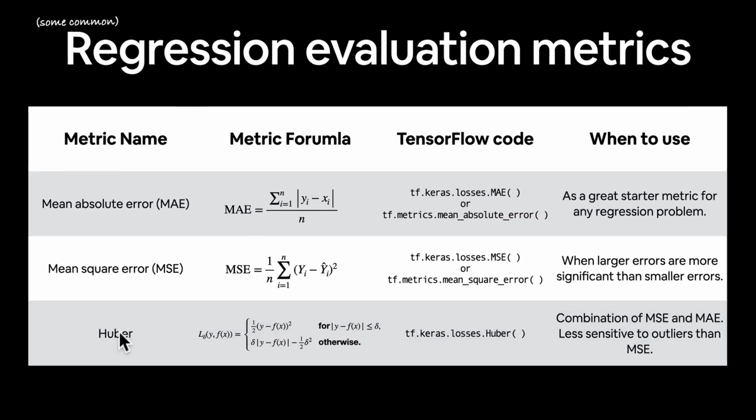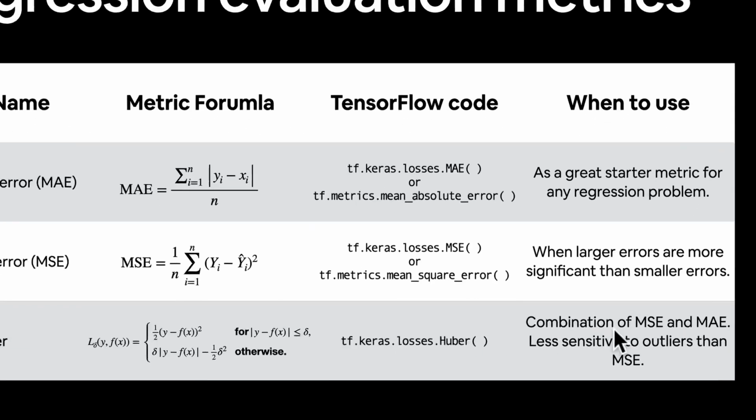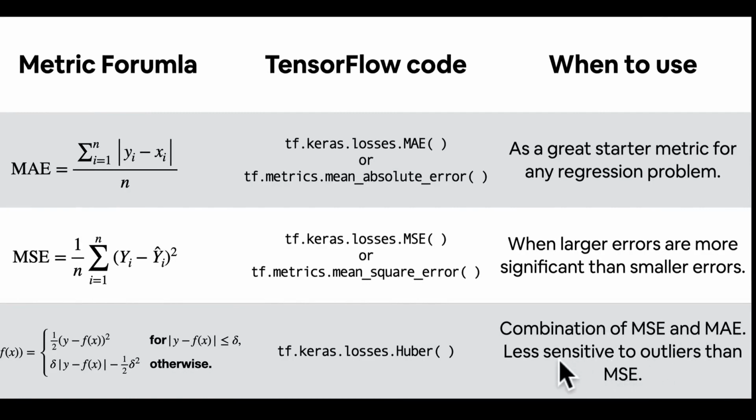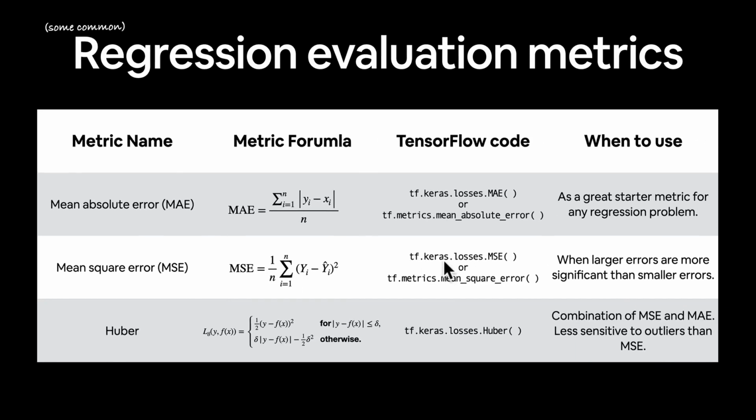And then finally, we've got Huber, which has a little bit more complicated formula. We won't dig too far into that, but again, we can write this in TensorFlow code. Huber basically takes the combination of MSE and MAE, and it's less sensitive to outliers than MSE, so mean squared error here. So with that being said, these are some common regression evaluation metrics. Take note of this slide. You'll see these in practice. There are many more. However, let's get hands-on and start writing them with code.